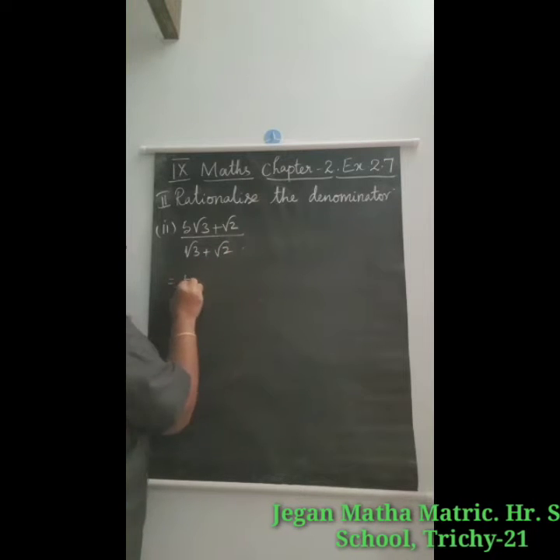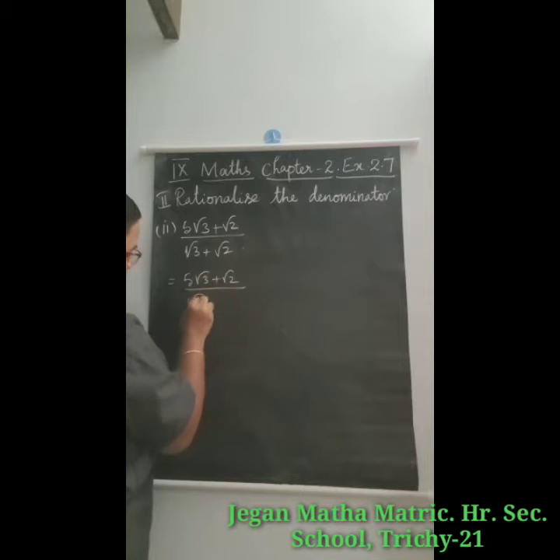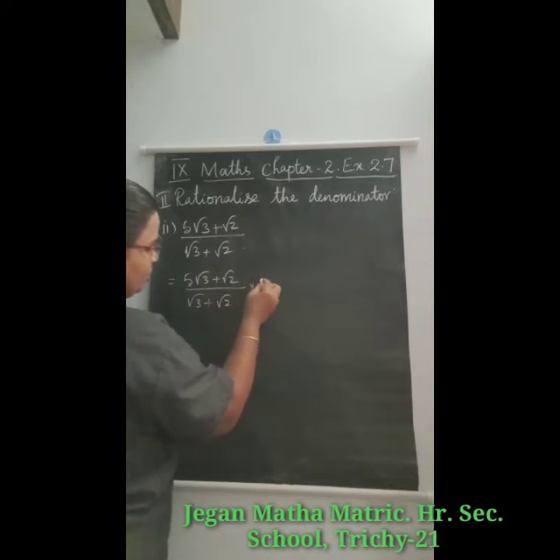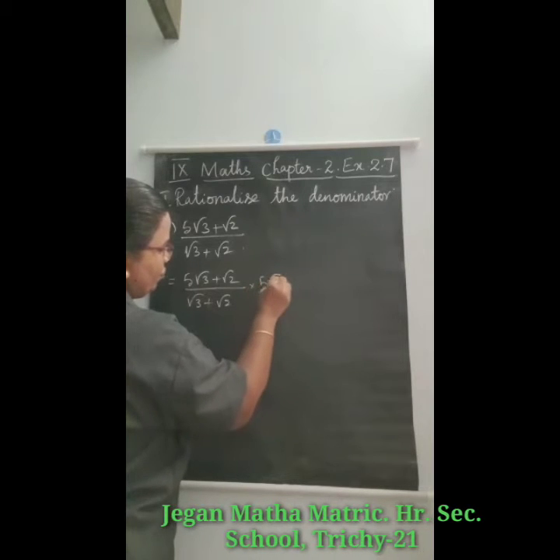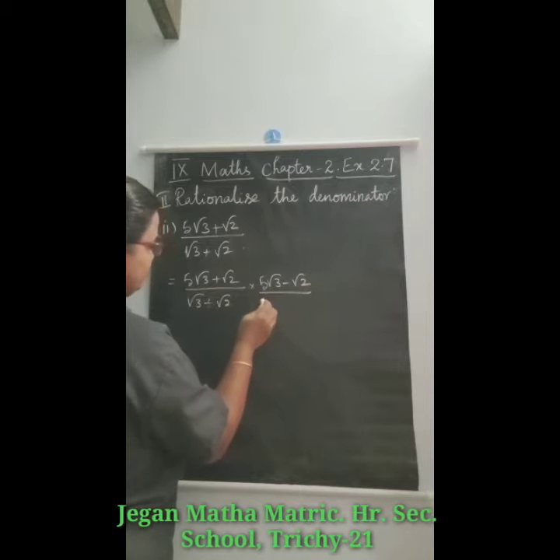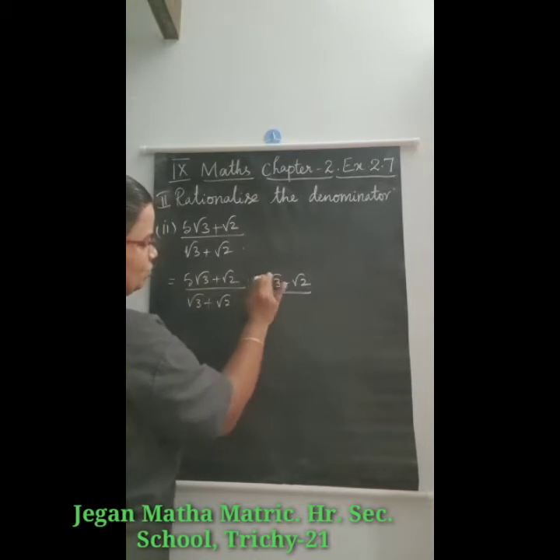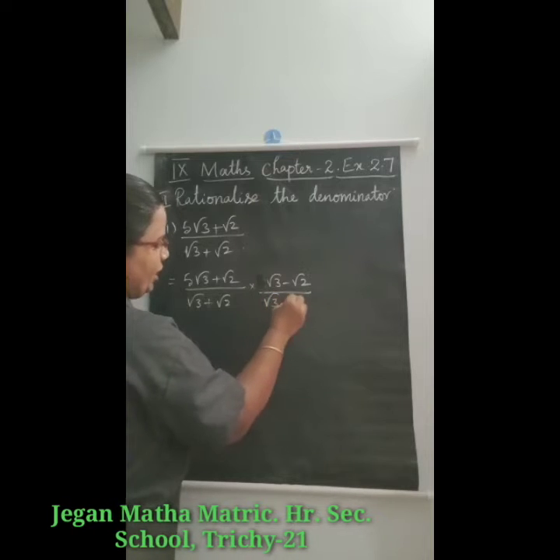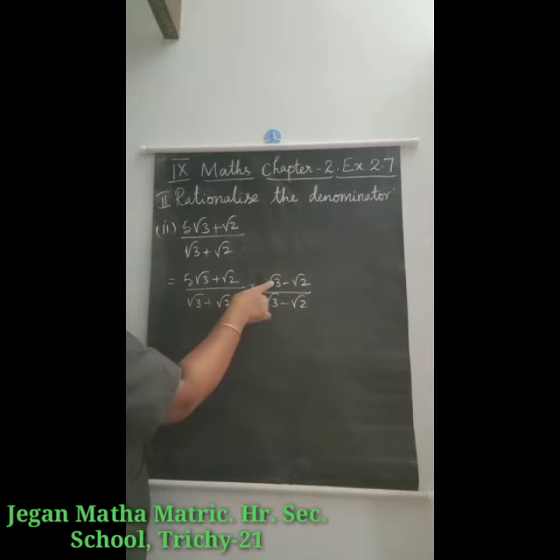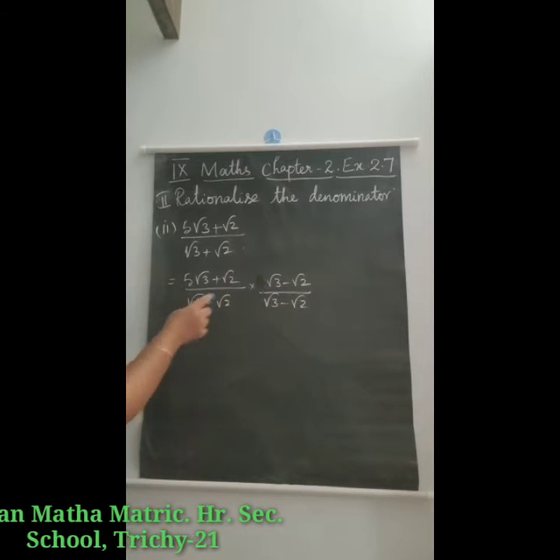So that is equal to 5 root 3 plus root 2 divided by root 3 plus root 2. You have to multiply and divide by the conjugate, 5 root 3 minus root 2 divided by root 3 minus root 2. You have to take the conjugate of the denominator and multiply and divide the given sum. So root 3 minus root 2.